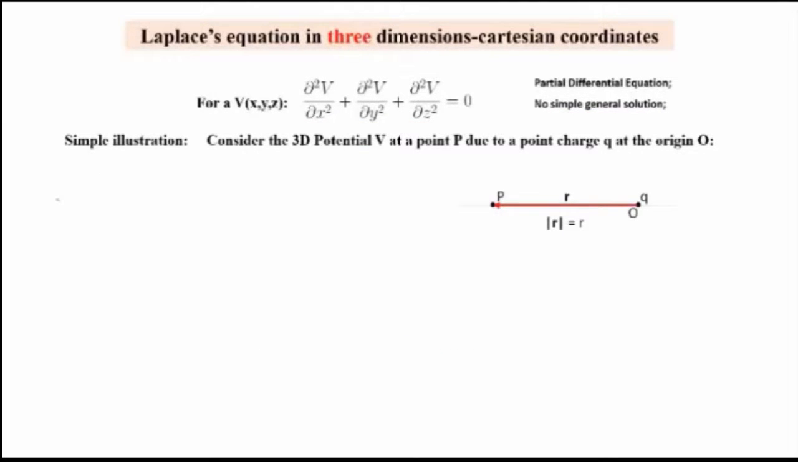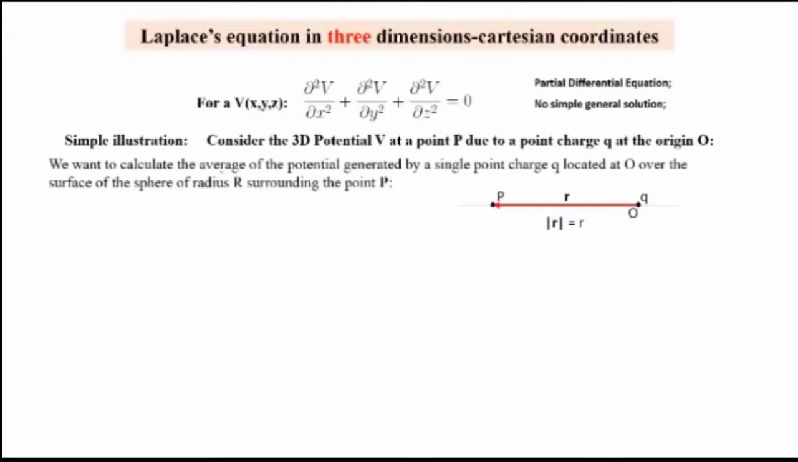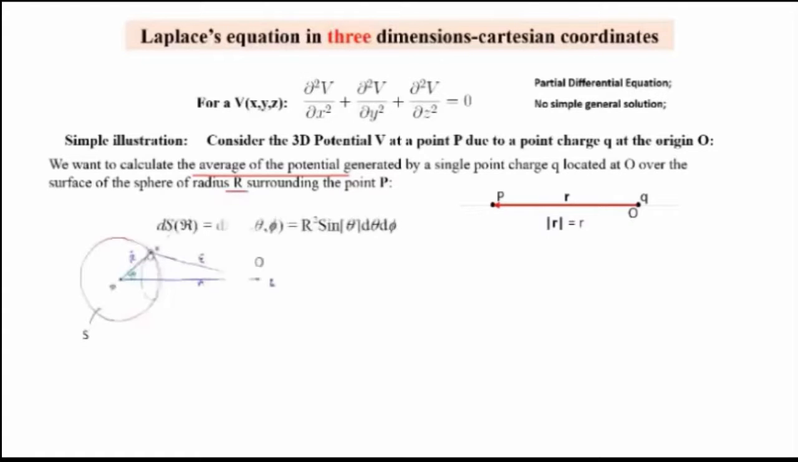Okay, so what we're trying to do here is calculate the average of the potential generated by a single point charge q, right here, located at the origin, over the surface of a sphere surrounding this point P. We're going to take that to have a radius, capital R. So another sketch of that is right here. Here's our point charge. Here's the point where we're interested in the potential. The theorem says that if we take the average over this surface of this sphere, we will get the potential at this point. So here's the area element.